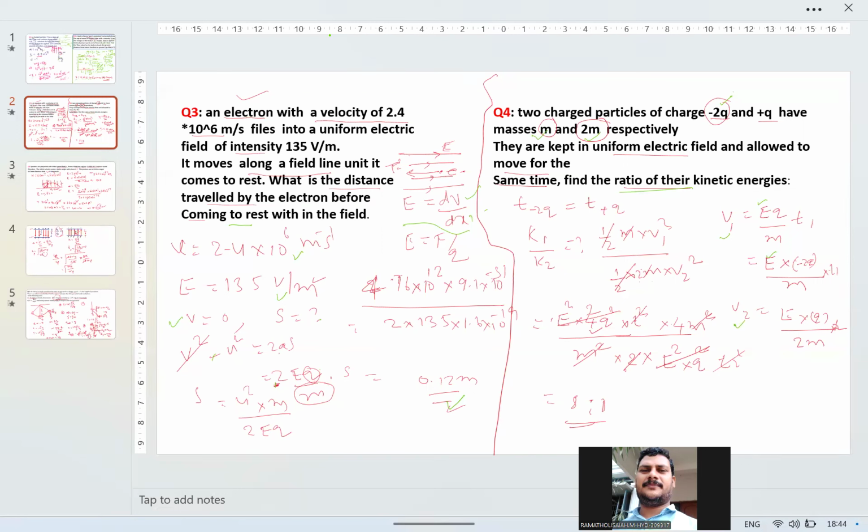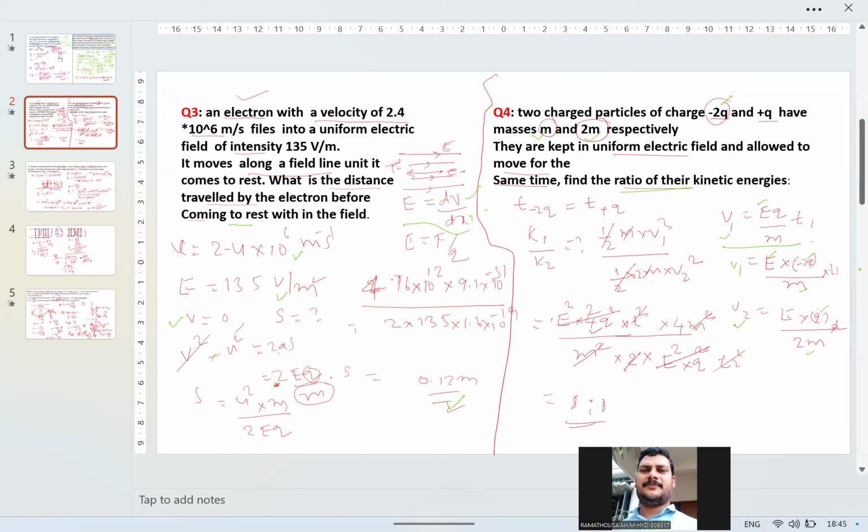So you know V is equal to A into T. Initial velocity is 0. So finally they attain the velocity V because of the electrical force, EQ by M into T. Acceleration is equal to force by M. So similarly E into minus 2Q by M. So for the minus 2Q charge the mass is M, and for the Q charge the mass is 2M. Remember that. So you are finding V1 and V2. V is the general formula, and finding V1, V1 is equal to E into charge minus 2Q, mass M, into T1.